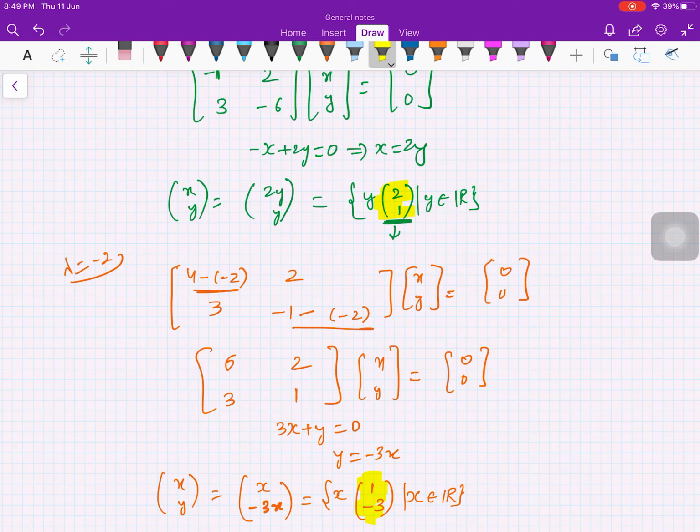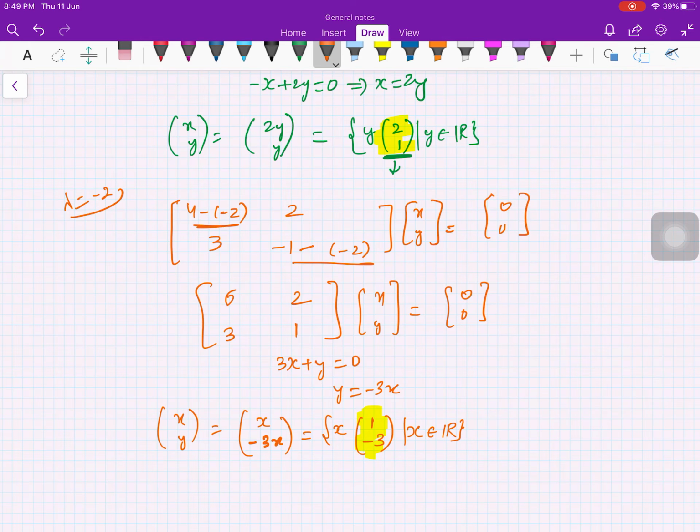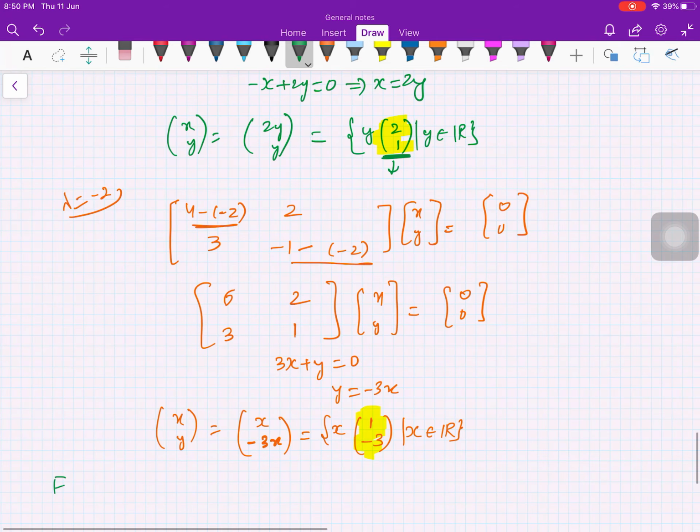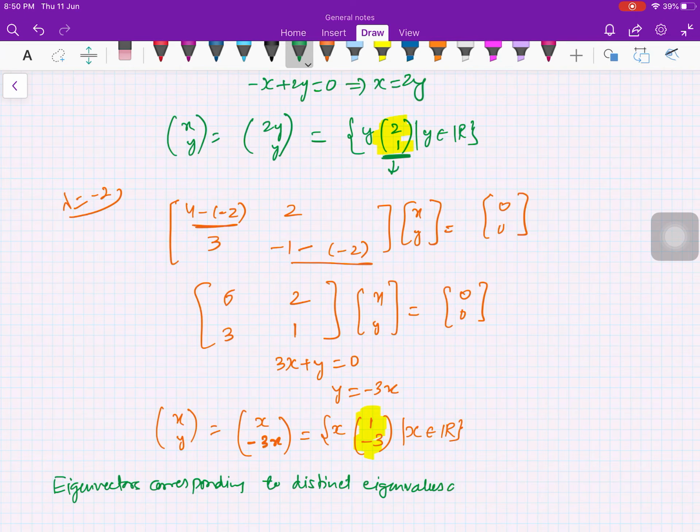So you see this eigenvector and this eigenvector are visible here. Let us check if these two are linearly independent. Later on we'll prove a result that eigenvectors corresponding to distinct eigenvalues are always linearly independent, so you can skip that part. Let me write down: eigenvectors corresponding to distinct eigenvalues are always linearly independent. We'll prove it later on.